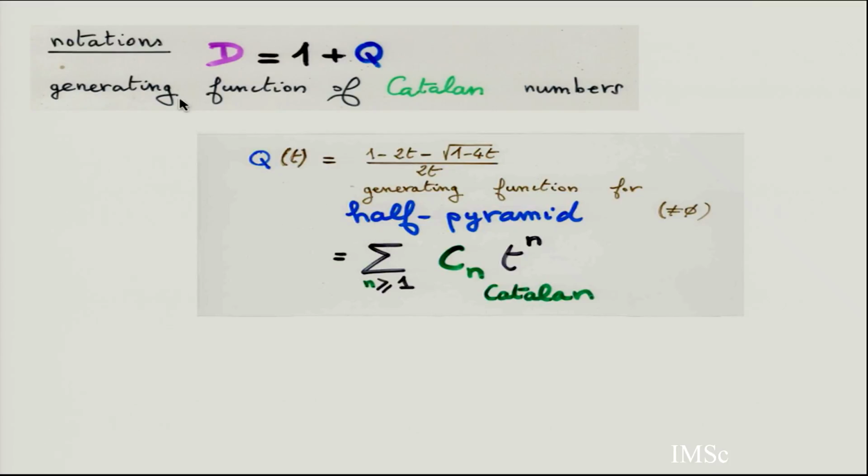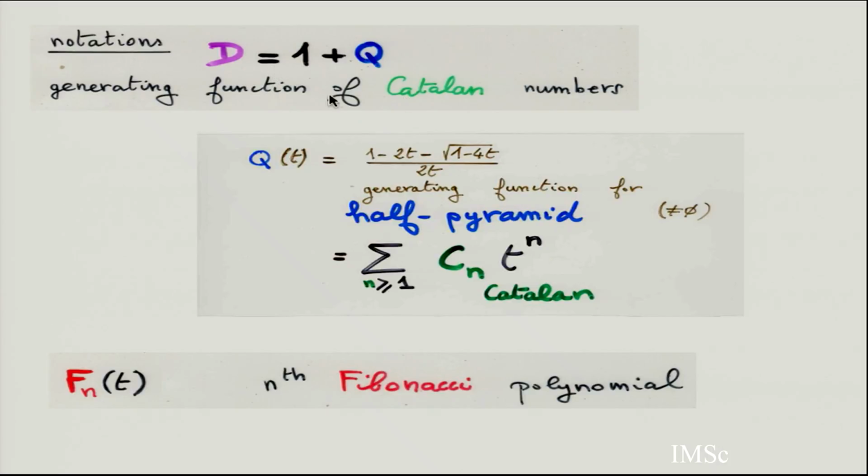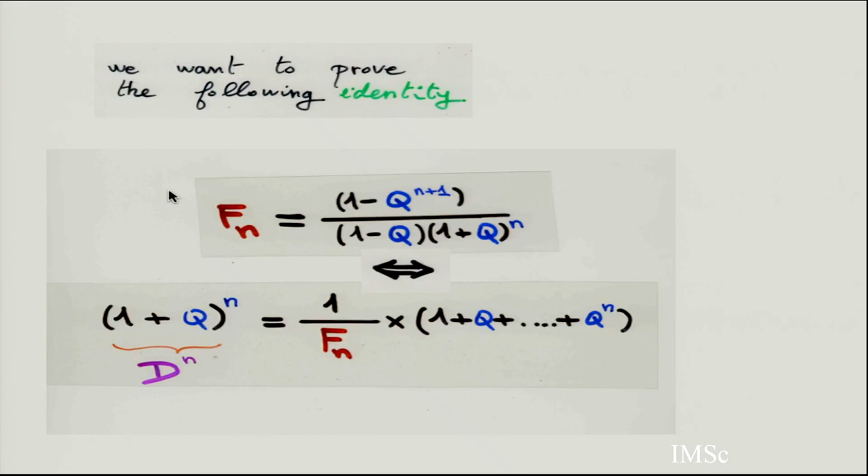So let's call D equal to 1 plus Q, the generating function for Catalan, including the 1. Fn is the nth Fibonacci number. Then the exercise in the former chapter was to prove this identity, which is equivalent to this one: D power n equals 1 over Fn multiplied by 1 plus Q plus Q squared, up to Q power n.